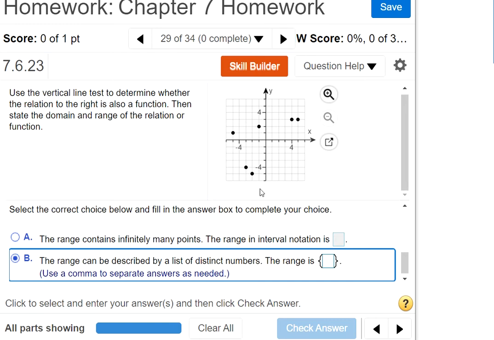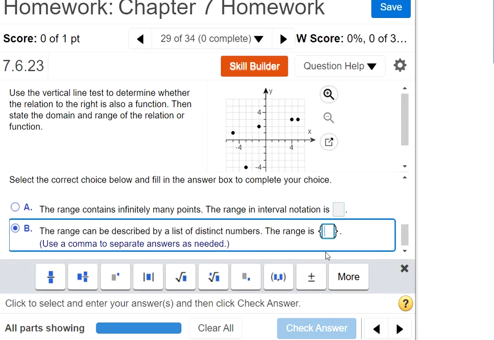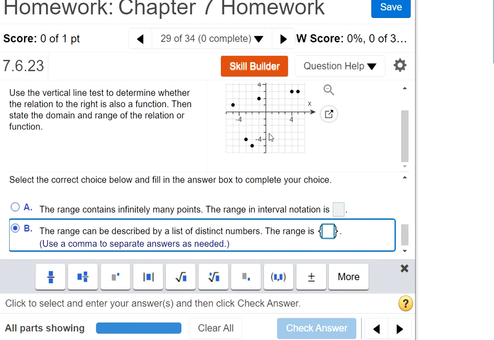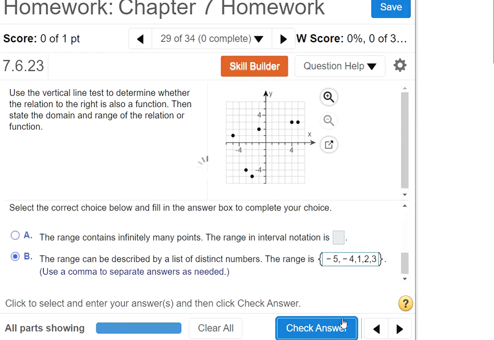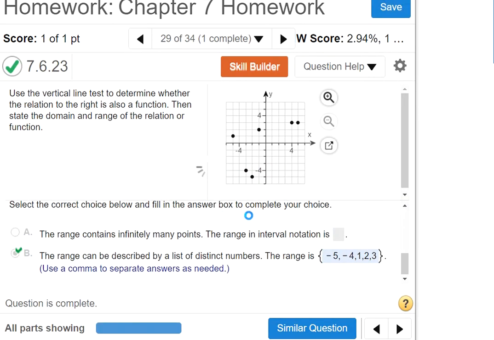And the range are all the possible y values, and we typically list them from least to greatest. So the smallest y value, the smallest place we have on the y-axis, we go down to -5, put a comma. -4 is a possibility for y. +1 is the next possibility. +2 is the next possibility. And then +3. We don't need to put two 3's here because range is just all the possible y values, not how many y values we have of each type.